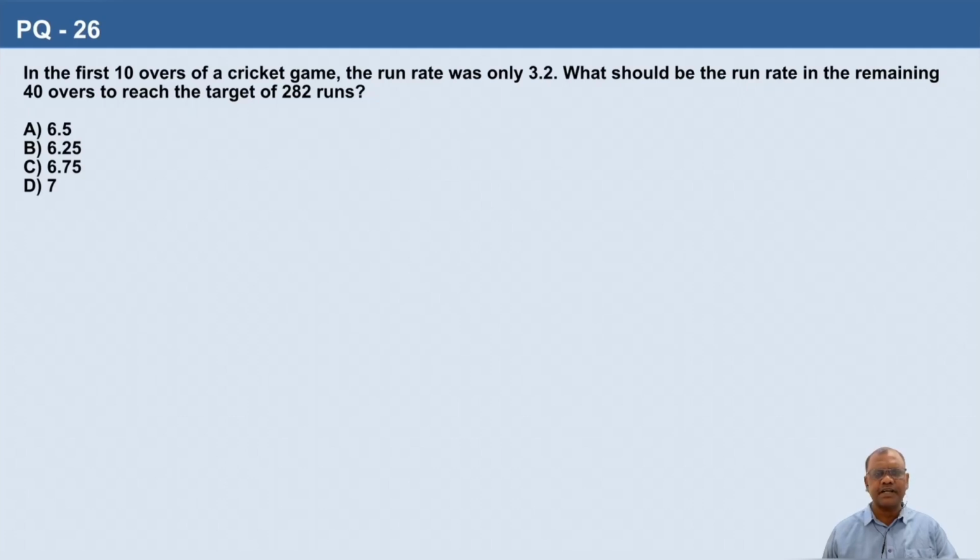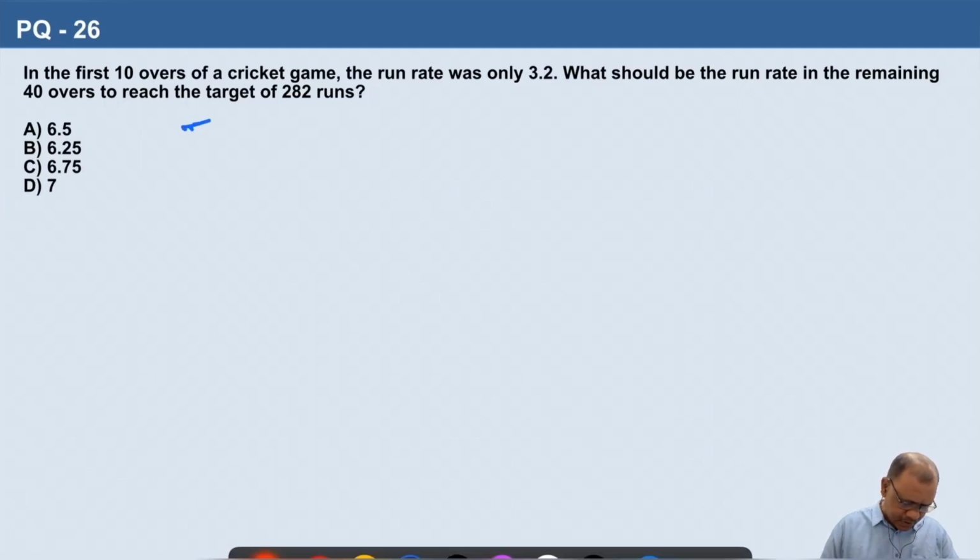Question number 26. In the first 10 overs of a cricket game, the run rate was only 3.2. What should be the run rate in the remaining 40 overs to reach the target of 282 runs? So, in the first 10 overs, the average run rate is 3.2. So, what is the total number of runs?